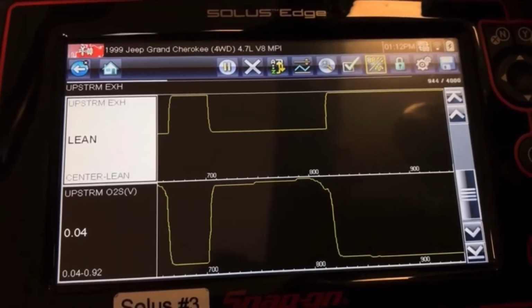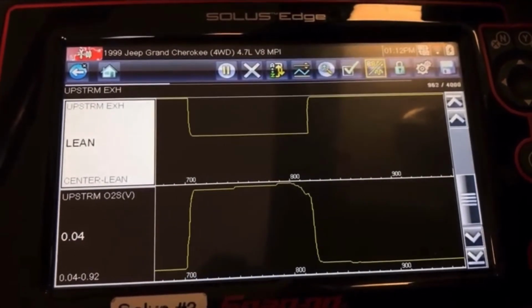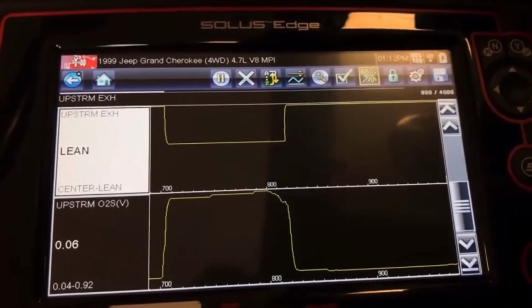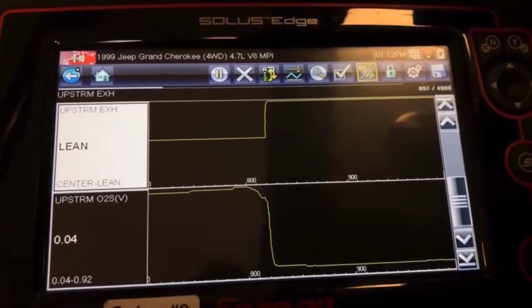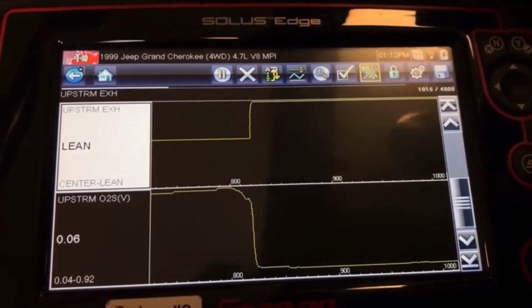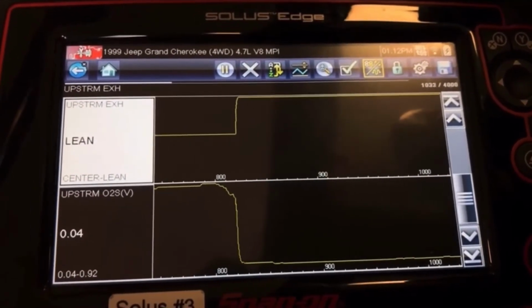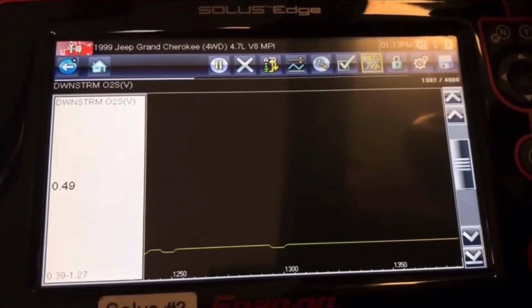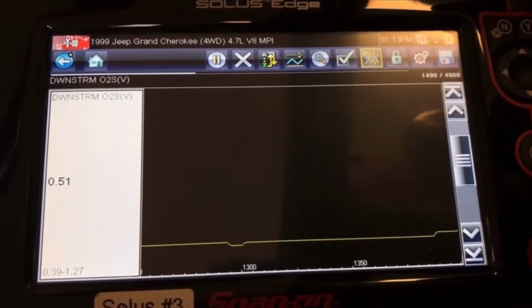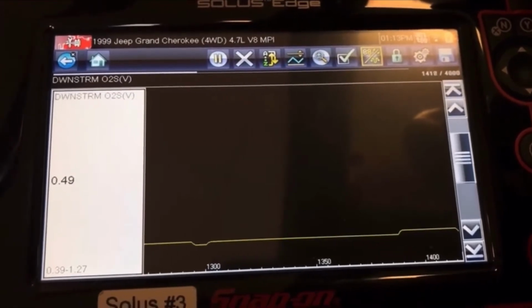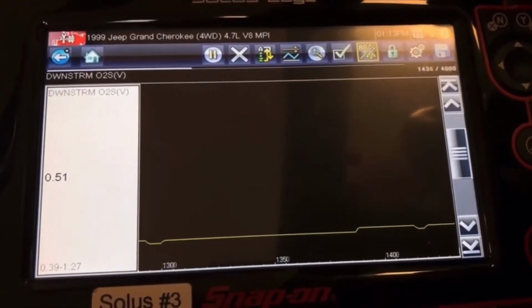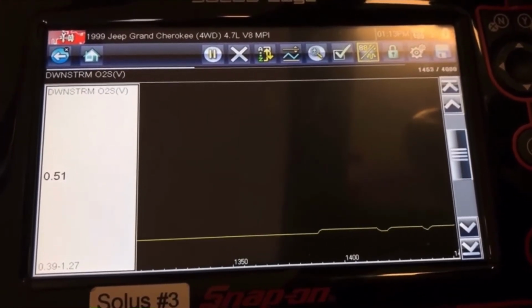So here's the upstream sensor for the Jeep, and it's switching pretty well between lean and rich. Now we're going to see how the downstream sensor acts to the switching and how the cat is doing. Our downstream O2 sensor is not changing voltage very rapidly, so that is a good indicator that our cat seems to be working pretty well at the moment.